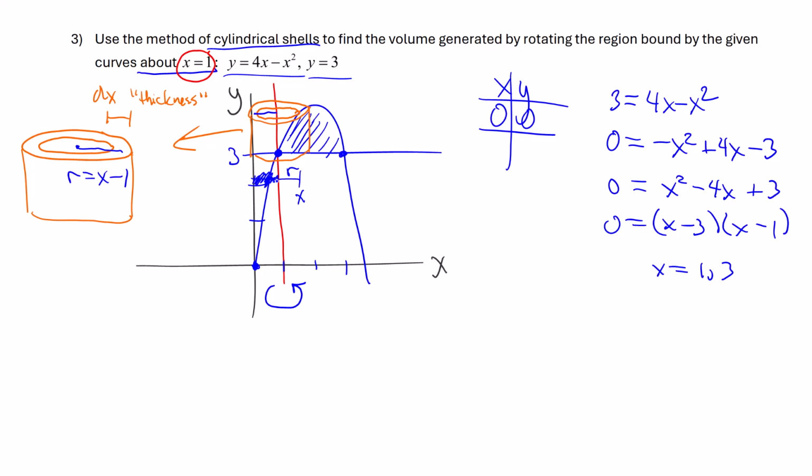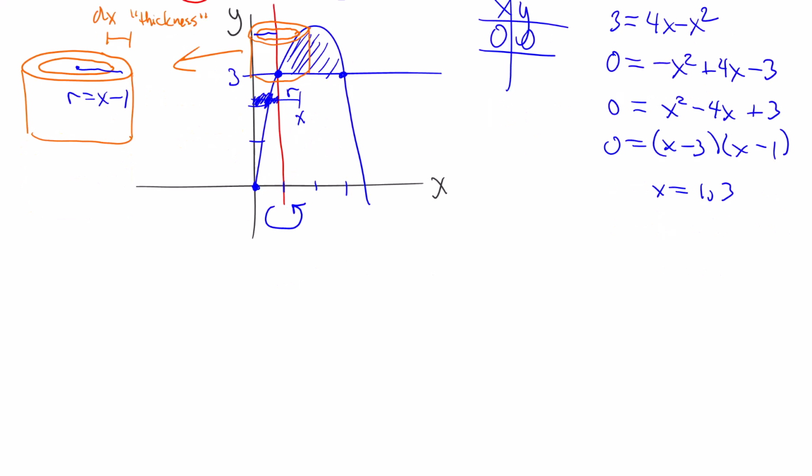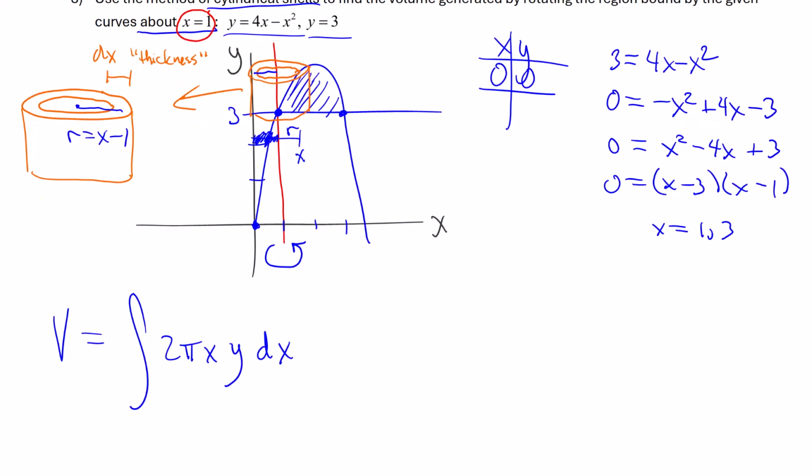Let's see if I can make that a little clearer. We're taking that away. All right, let's get our volume integral set up. So we know volume equals the integral of 2 pi xy. We're just using our standard formulas defined above. Of course, we've already discussed in this one that our thickness for these cylindrical shells is a dx thickness.